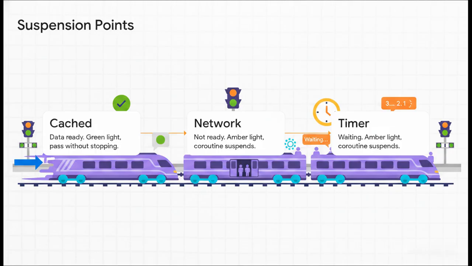Suspension points are exactly the same thing. They are specific spots in your code where the coroutine is actually allowed to pause. If the data you need is already cached, the coroutine passes right through the station without stopping. Green light, get moving. If the data isn't ready, the coroutine stops at the station and waits. Amber light, passengers board later. This is critically important. A suspension point does not mean suspension always happens. It just means suspension is allowed. The train might pass right through a station without stopping if nobody needs to board.